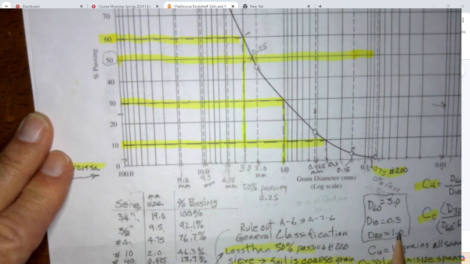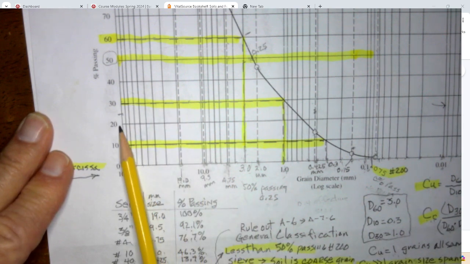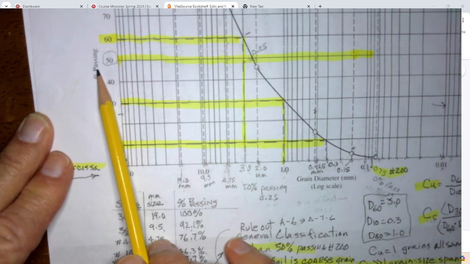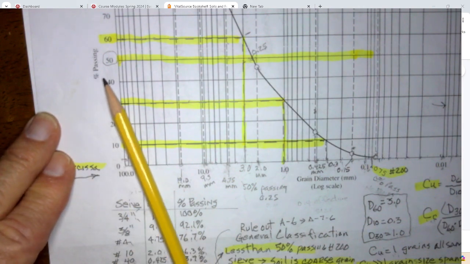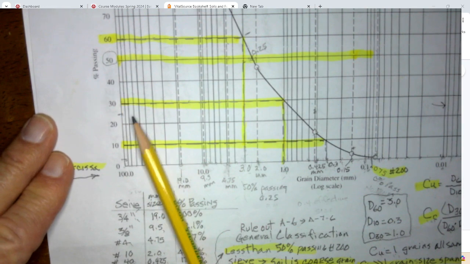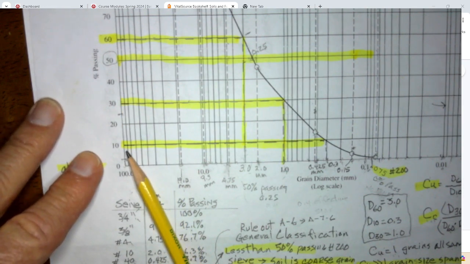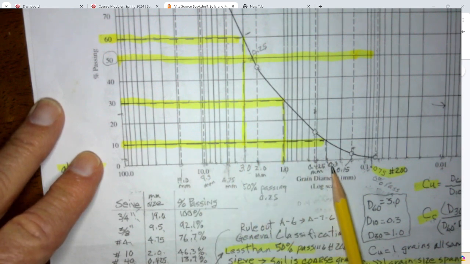D30 is 1. So let's look at the D10. Go over here to the 10. This is all percent passing. Am I saying that right? This is percent passing, all of this. So what was the diameter of the particle at 10% passing? You go all the way to the curve, you drop down, and you'll see it's 0.3.